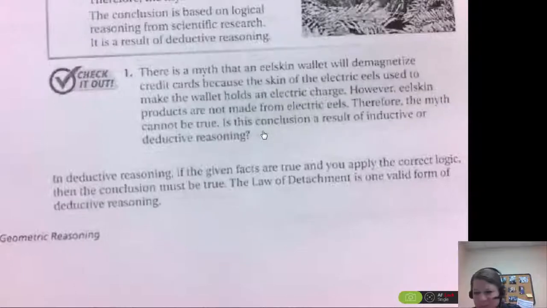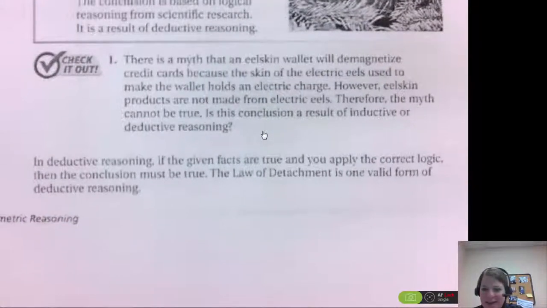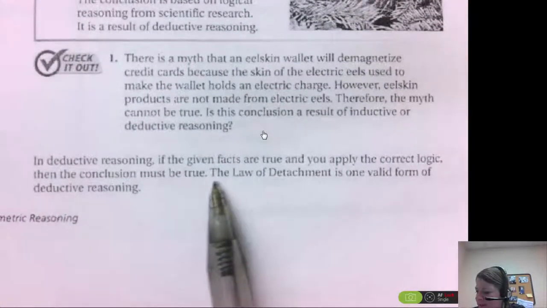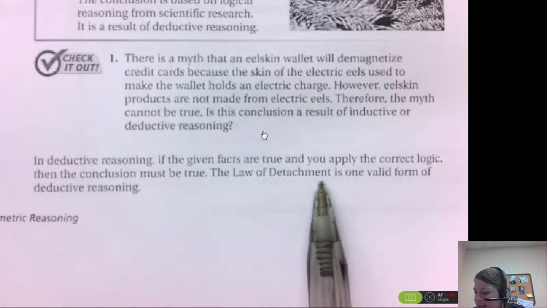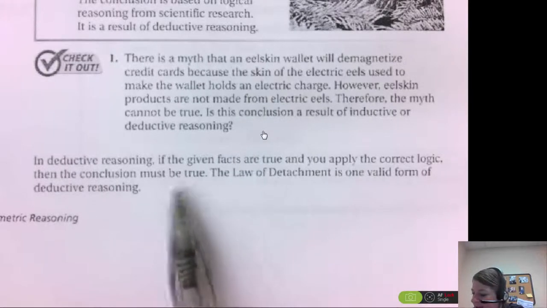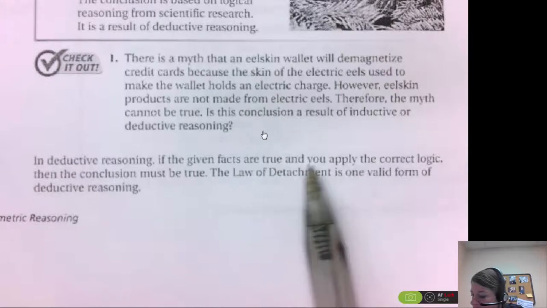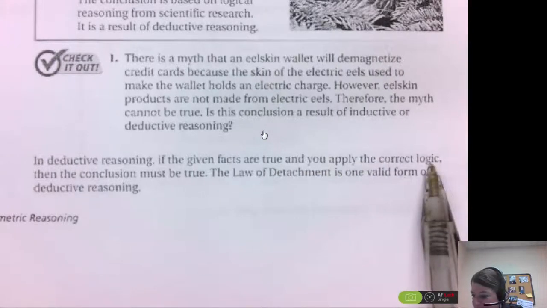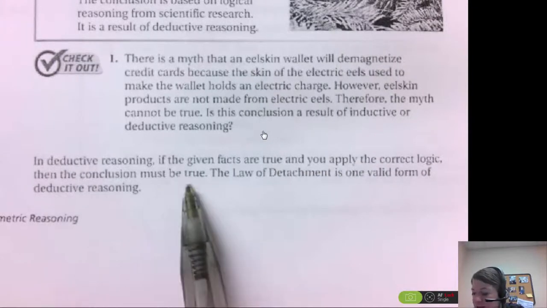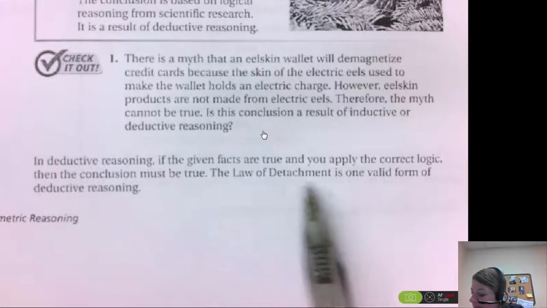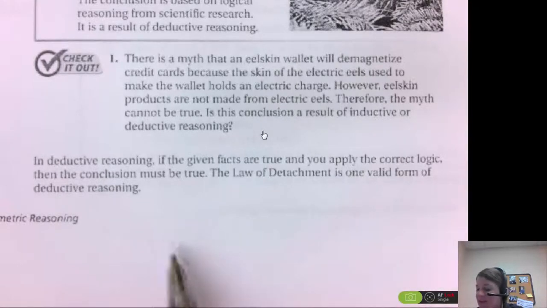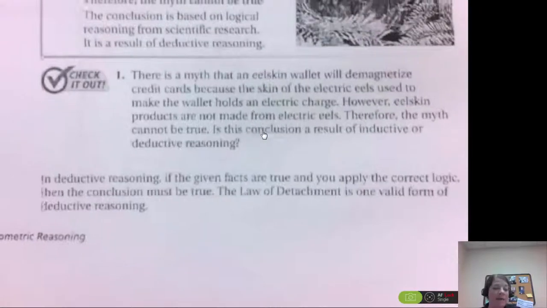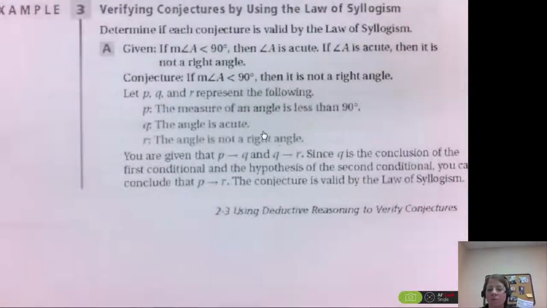general thing. Another part of deductive reasoning is the law of detachment. In deductive reasoning, if given facts are true and you apply the correct logic, then the conclusion must be true. The law of detachment is one valid form of deductive reasoning. So the law of detachment allows you to assume the conclusion part is true. Basically, it allows you to use your rules.